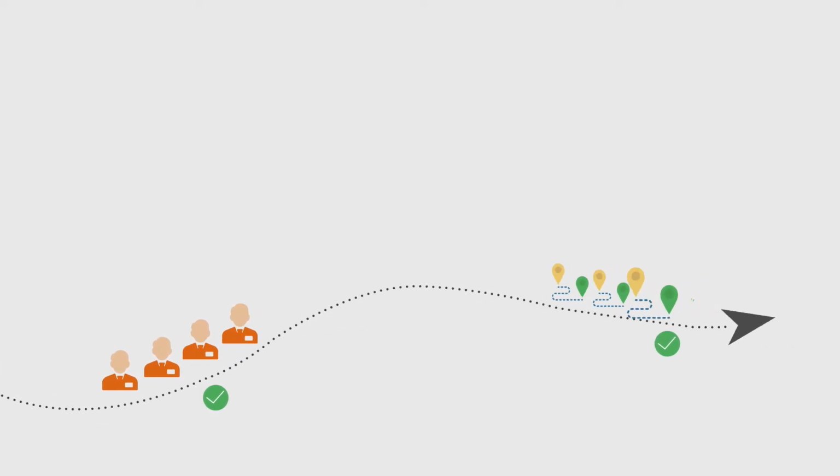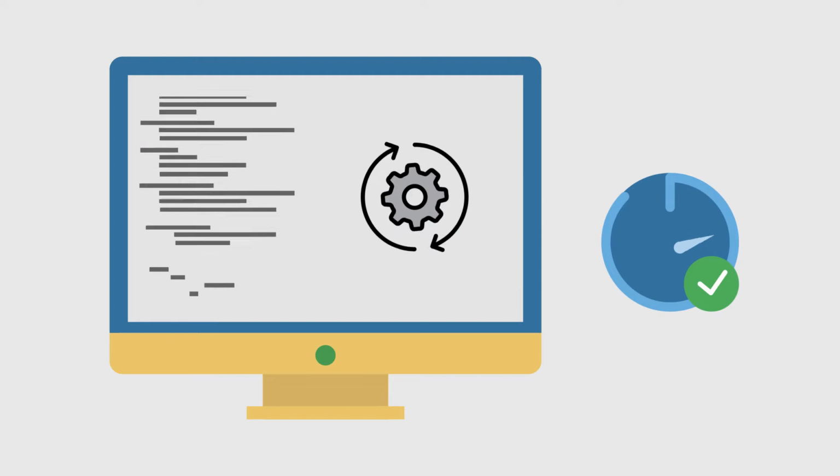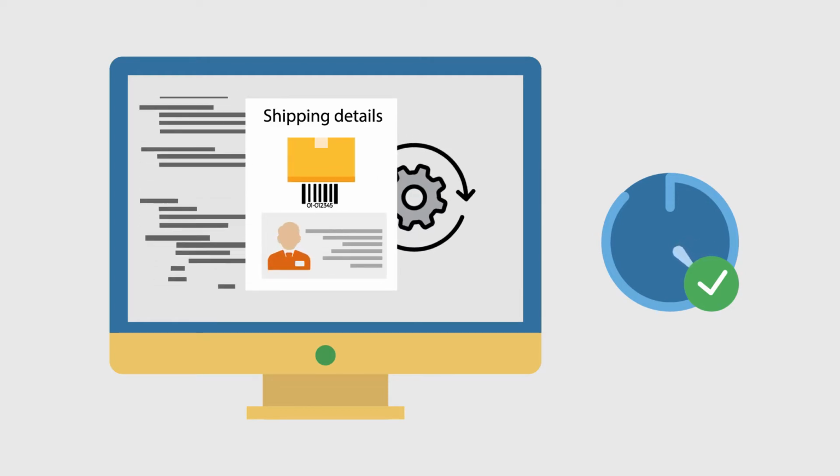In order to deliver the right product to the right customer at the right address within the given timeline, you require a sophisticated system to manage the order processing autonomously.